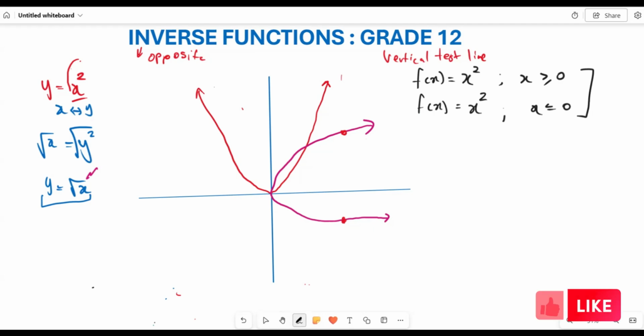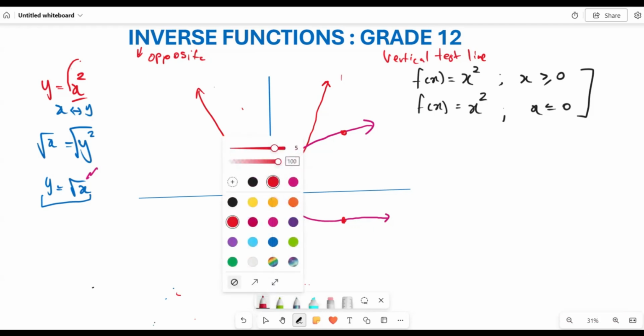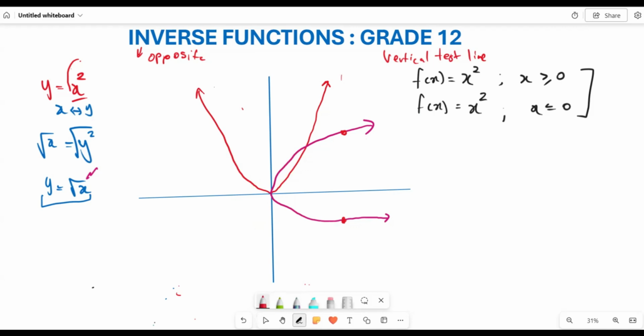Maybe let's start with the first one. Now, let's say we are looking for the inverse of the function where f of x is equal to x squared, where x is greater than or equal to 0. Now, how are we drawing this? Now, what will its inverse be?